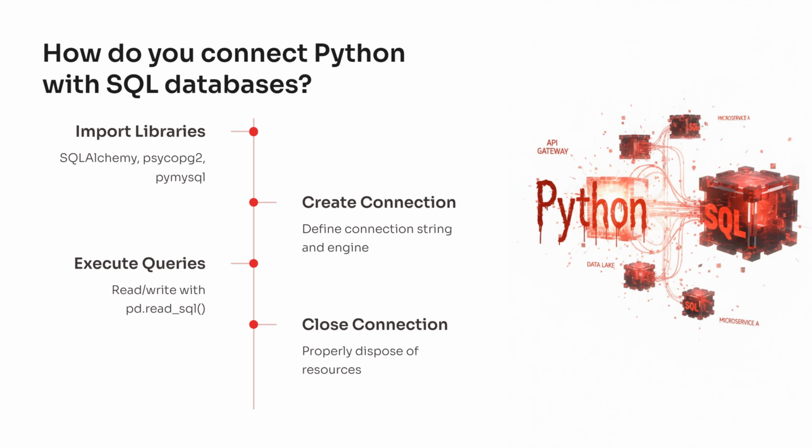Step 4. Close connection. And finally, once your work is done, you always close the connection to release resources. In SQLAlchemy, you can call dispose on the engine. It's good practice, especially when running batch jobs or connecting to production databases.